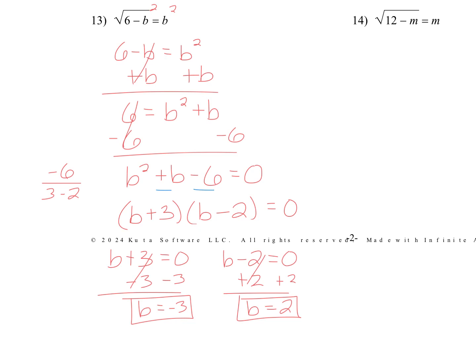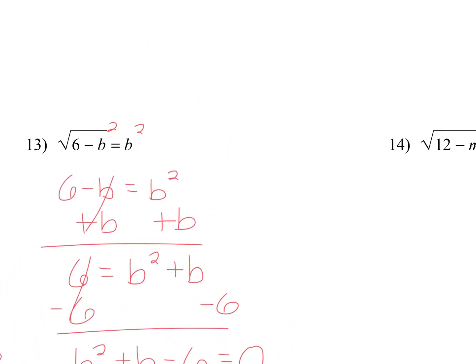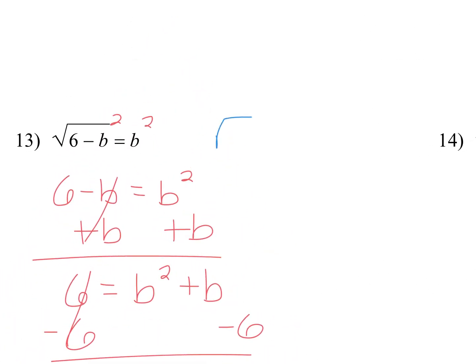One more step we have to do. Can both of those answers be correct? How can we check if they are correct? Plug them back in. Yep. So I want to check -3. So if I plug it in, I have square root of 6 minus a -3 equals -3.